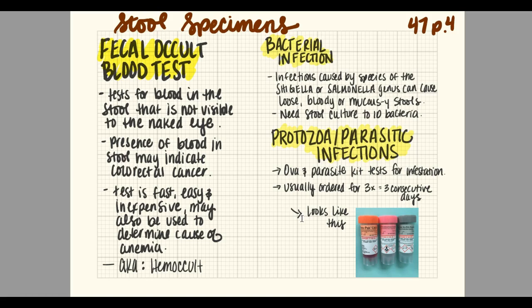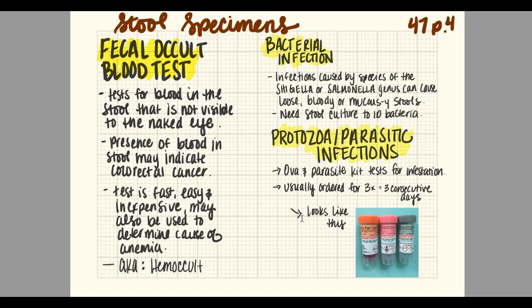Bacterial infections of stool samples. Infections can be caused by species of Shigella or Salmonella genus, and those can cause loose, bloody, or mucousy stools. If a patient comes in and they've had diarrhea for a long time, this happens a lot, one of the first questions they'll be asked is, have you traveled outside of the country? And if that's the case, then they're definitely going to be ordered stool cultures to identify the bacteria. Even if they haven't traveled outside of the country, they're probably going to be ordered stool cultures to identify bacteria.